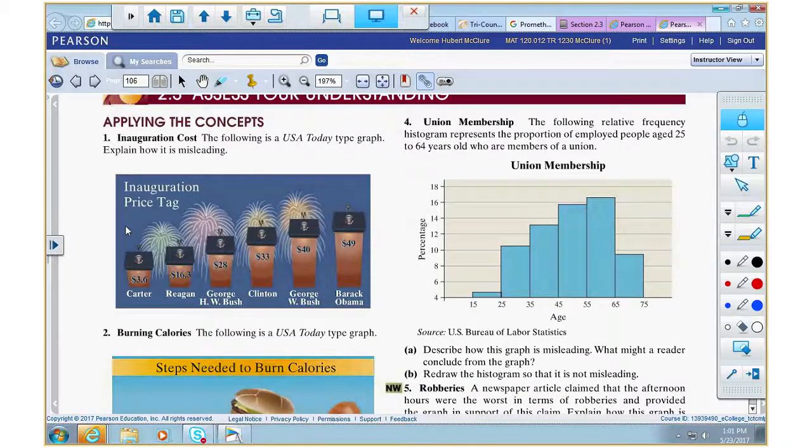Inauguration price tag, 3.6. What would be the only thing that you say would be wrong with this graph? I'm not answering questions. Yeah, exactly. There's no unit, so it's not labeled correctly. I know, but they don't know. Is that $33 per, or is that $3.60? It doesn't take into consideration inflation over time. Well, it doesn't do that, but that's not what I'm looking for. Both of those are correct.